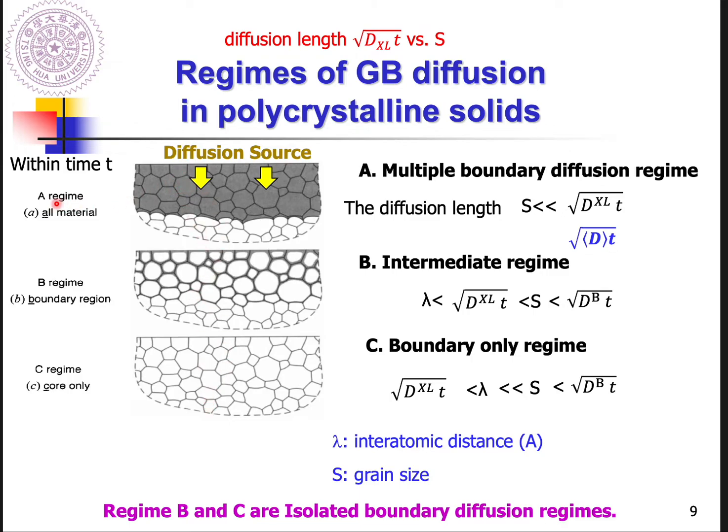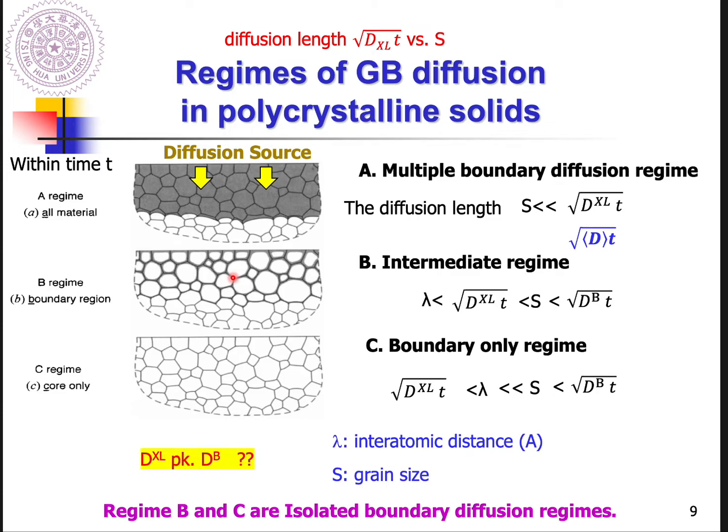The first one we call the A region. The diffusing agent diffuses through all the material. And we also call this the multiple boundary diffusion region. The characteristic for this case is that the diffusion length inside the grain is much larger than the size of a grain, the diameter of a grain.